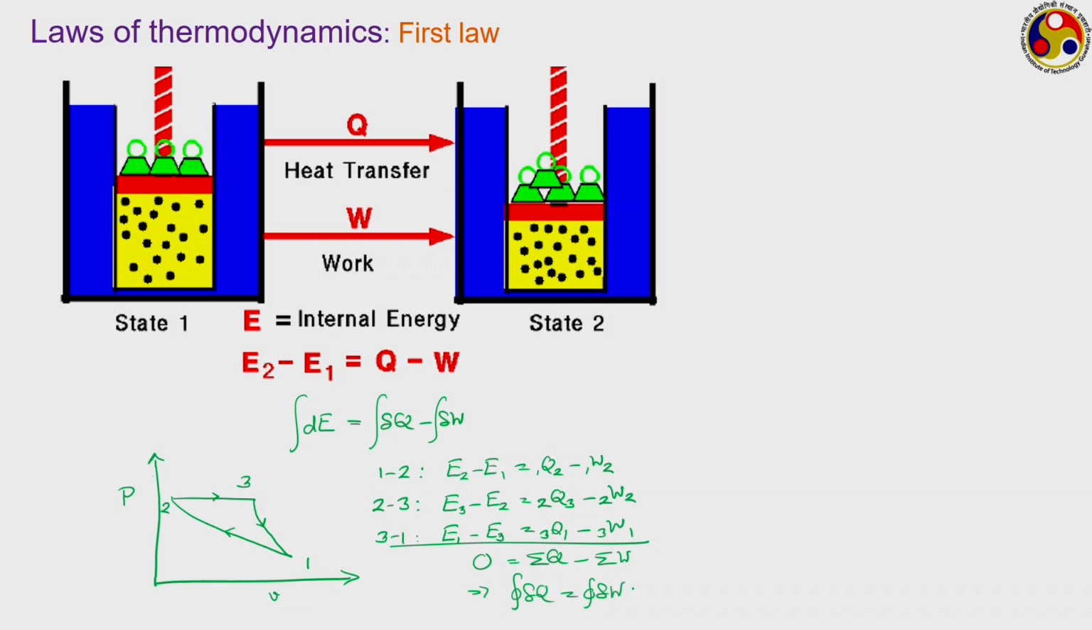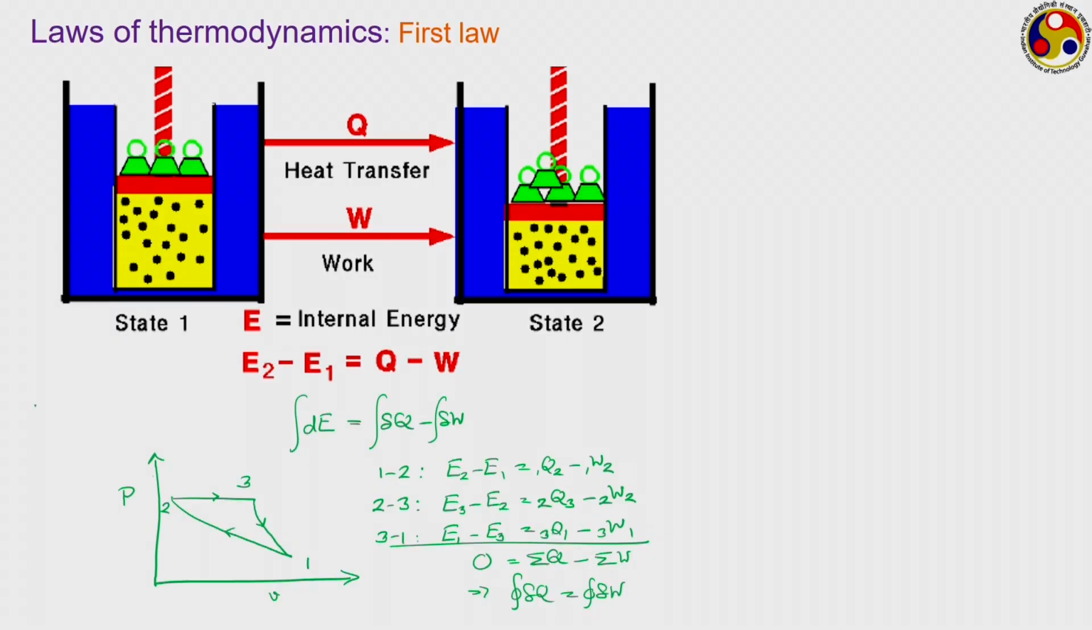That is, net heat transfer to the system over a cycle is equal to net work done by the system over the same cycle, as E, that is energy, is a property. Here mind you, this E or energy talks about the total energy content of the system, which generally has 3 counterparts, 2 macroscopic parts and 1 microscopic part.